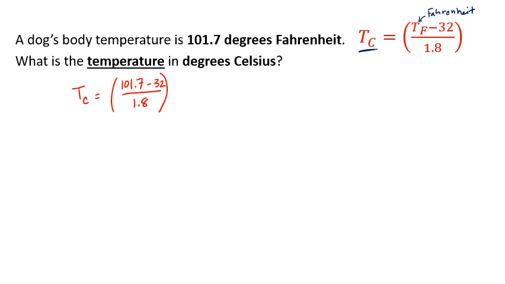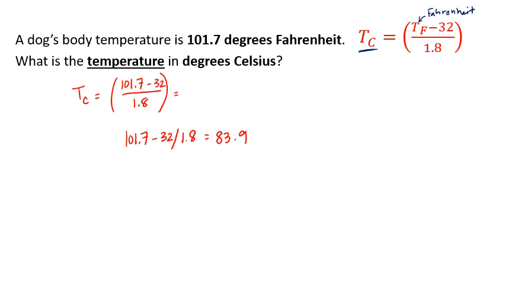Now, you may have seen this formula before using 9/5. 1.8 is 9/5, so there's no problem with that. If you prefer to use the 9/5 fraction, you absolutely can. Here the most important thing you need to remember is your order of operations. You do not want to put this in your calculator as 101.7 minus 32 divided by 1.8. You will not get the correct answer. The answer you would get if you put it in like this would be 83.9.